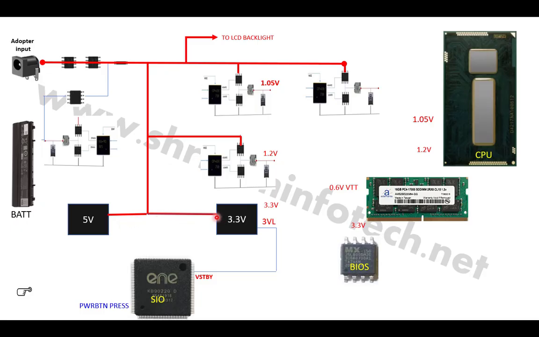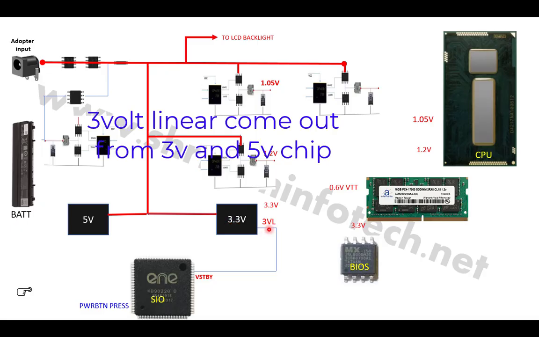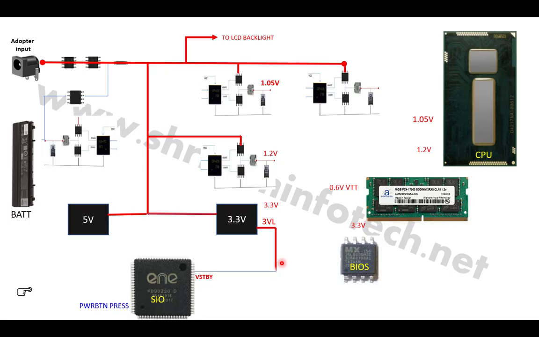As soon as the 19 volt reaches the input of this chip, the 3 volt chip generates a 3 volt linear voltage. It's called the 3VL voltage, so you have to check this 3VL voltage. 3VL voltage is a linear output from the 3 volt section, and this voltage goes to the SIO. You can check this voltage on the SIO V standby pin. For that you have to open the schematic diagram, and there you will see a V standby pin, and there you have to check this 3 volt.